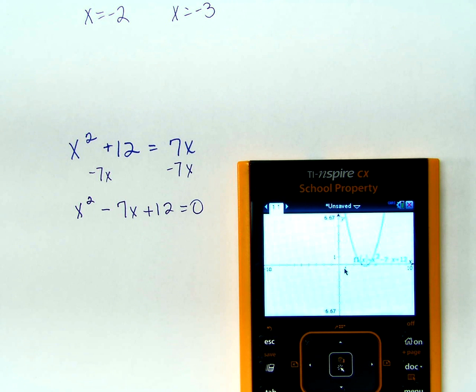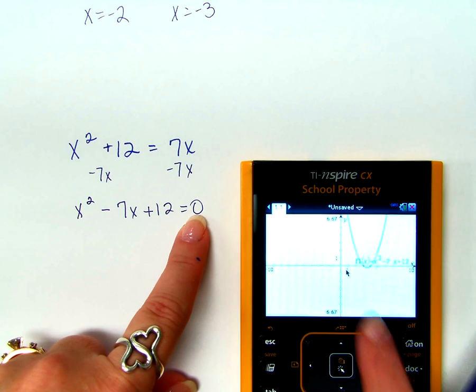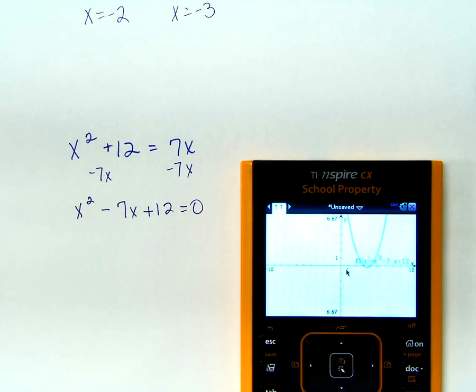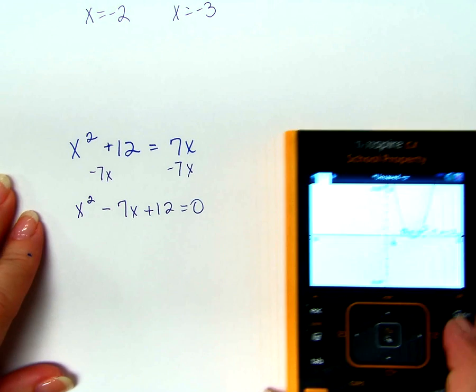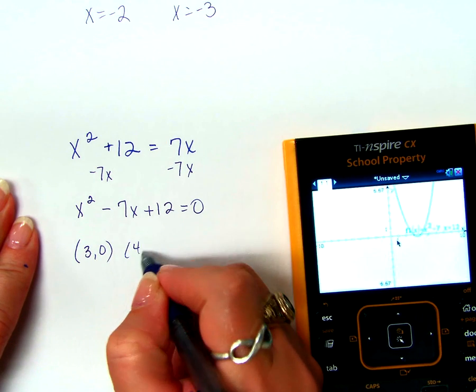Oh, x-intercepts and 3, 0. And zeros. That's exactly right. And look, why are they called zeros? Because they're equal to 0. Because the values here will make this equation equal to 0. Okay, so my two x-intercepts are 3, 0 and 4, 0.